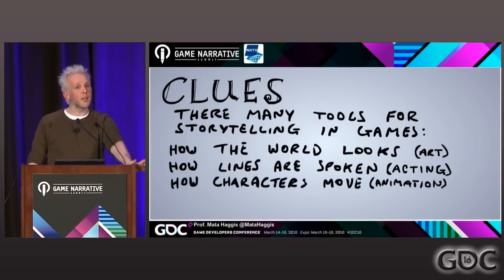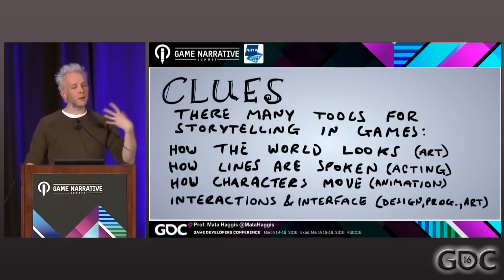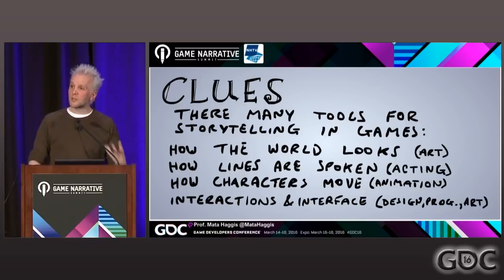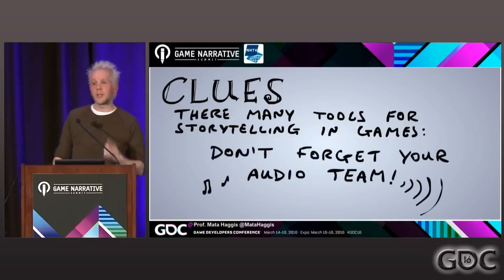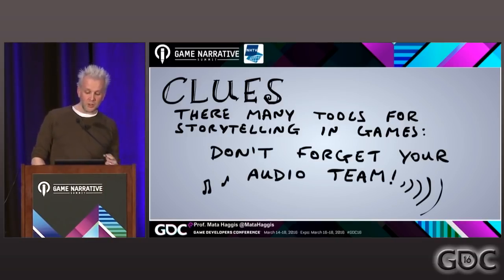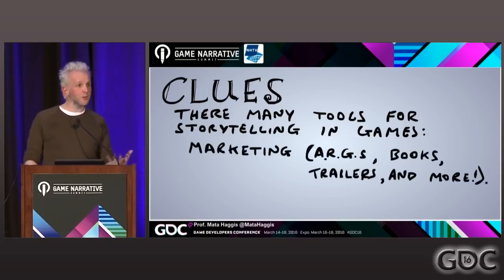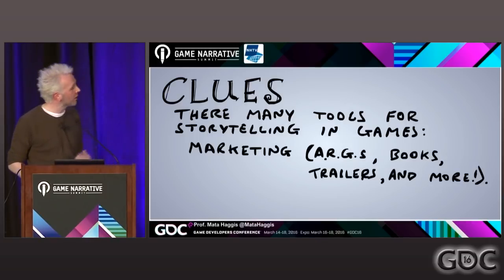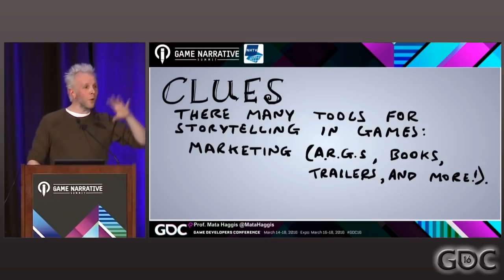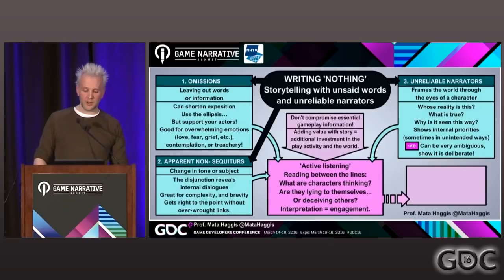How characters move, the animation. Get your animation team on board with the story. Interactions, interface, what can the player do? How does the player know how they're supposed to do it? All of these things are ways you can tell your story. And of course, please, please, please don't forget your audio team. They are really, really important in telling your story. And also, don't forget your marketing team. There's actually a lot of storytelling you can do outside your game to give hints, to give clues. So alternate reality games, books, trailers, there's ways of giving clues about your story outside of the game as well. So please get them involved with that side of it.